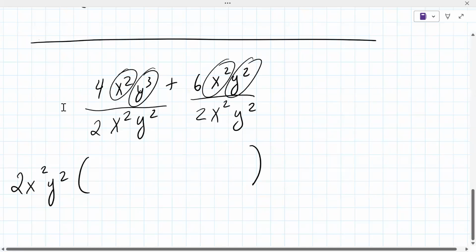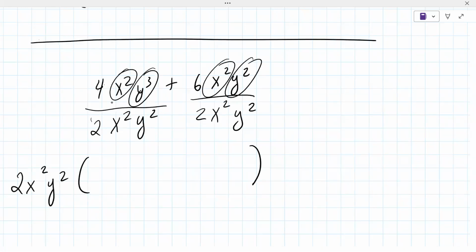So 4x squared would cancel. So it's piece by piece, right? Like what is 4 divided by 2? You could do that. Then x squared divided by x squared, then y cubed divided by y squared. Okay, so it would be 2x. The x squareds cancel, they are the same on the top and the bottom. So it would just be 2.